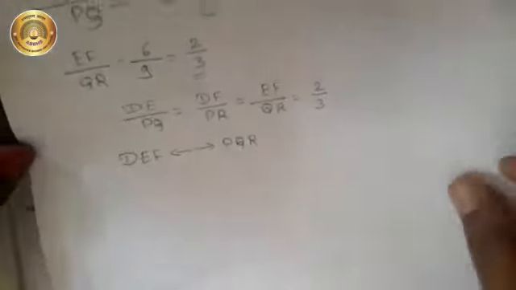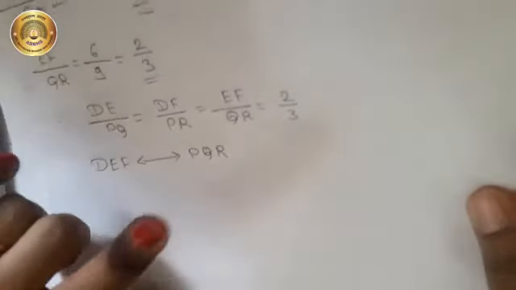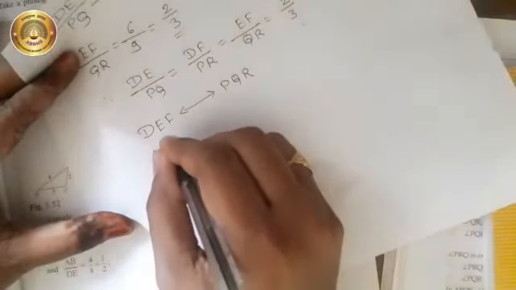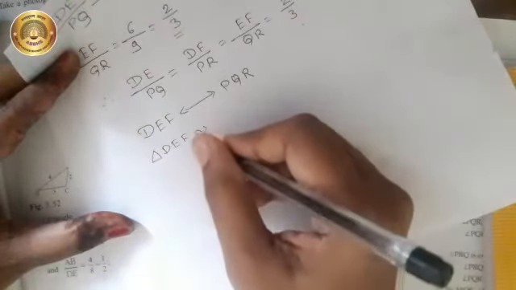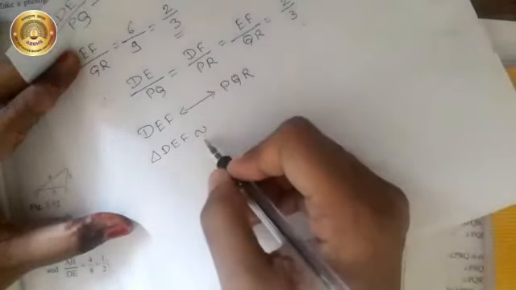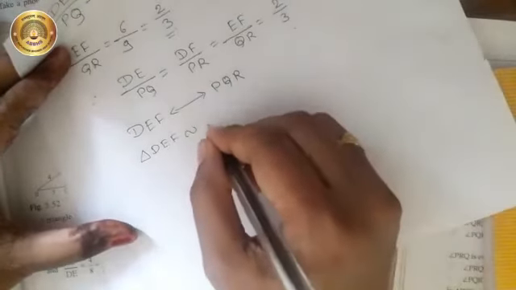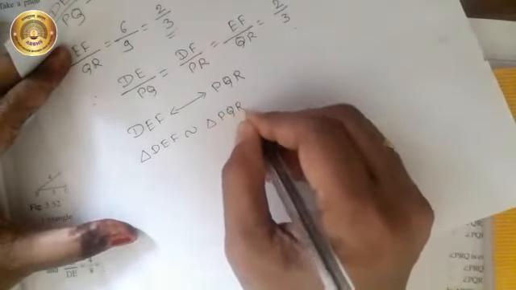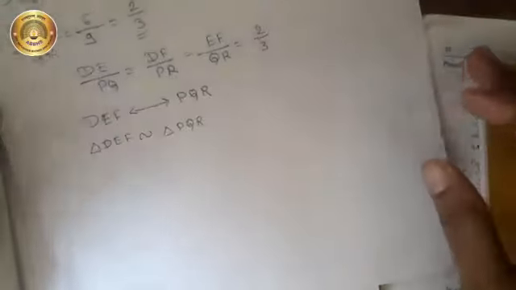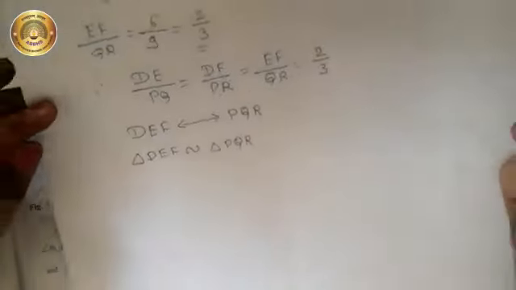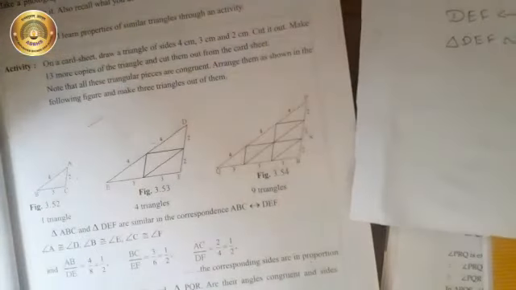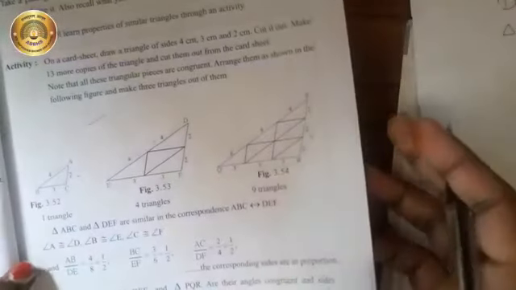PQR. So this way we have to show the proportionality of triangles, and then we can say that if DEF one-to-one corresponds to PQR, then the triangles are similar triangles. So triangle DEF is similar to, this is the symbol of similarity, triangle PQR. So students, you have to do this activity with craft paper in your notebook and post your photos on the group.